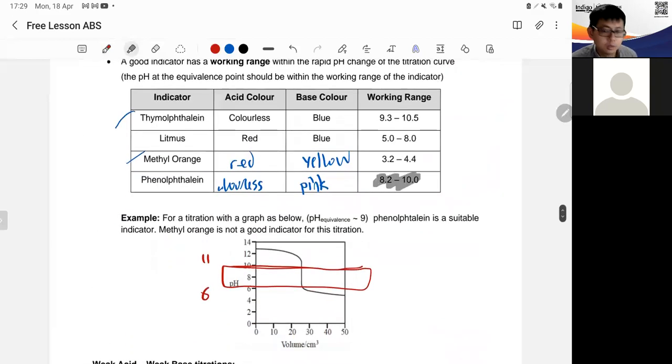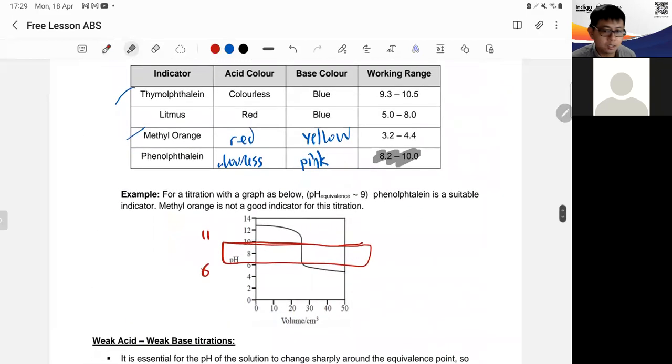its range is too high. Similarly, for this particular titration, I can't use methyl orange. Methyl orange works around 3 to 4, so it will fall outside of that sharp drop. I want it to fall within the sharp drop to tell me where to end the titration, where it has stopped.